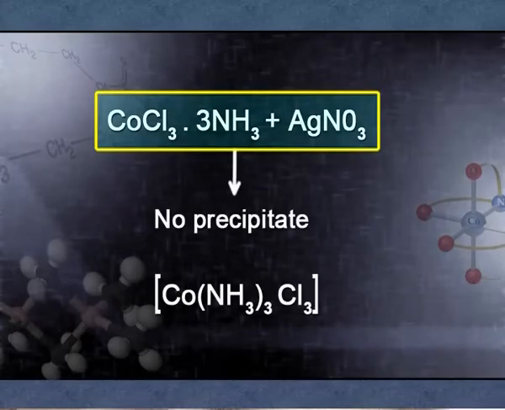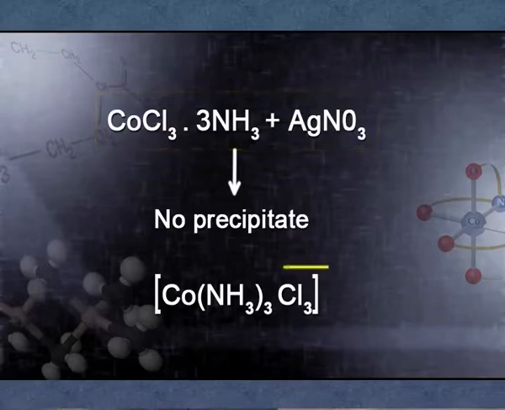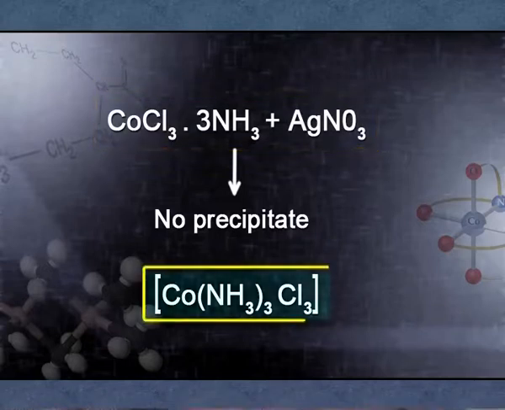For CoCl3·3NH3, he found no precipitate with silver nitrate. It means all 3 chloride ions are present inside the coordination sphere, so the formula is [Co(NH3)3Cl3]. So by using this experiment, you can easily find out the formula of the complex. You can take any complex and, using these experimental evidences, easily write down its formula.